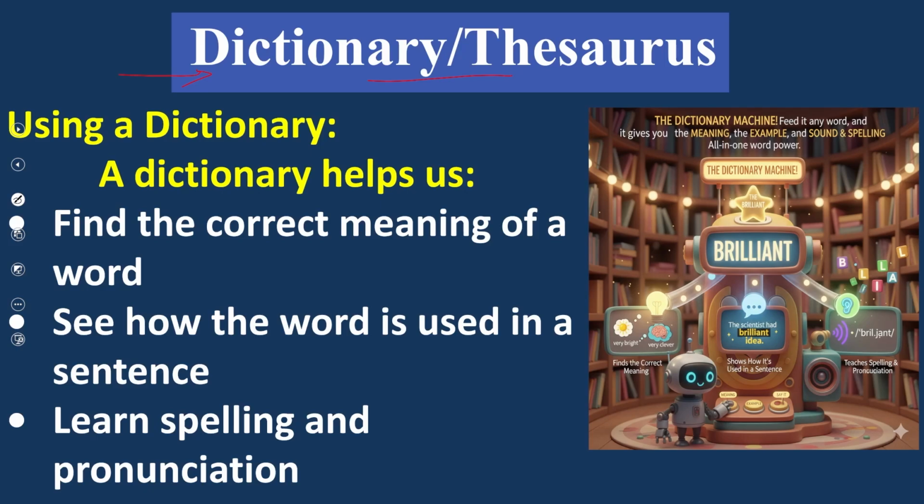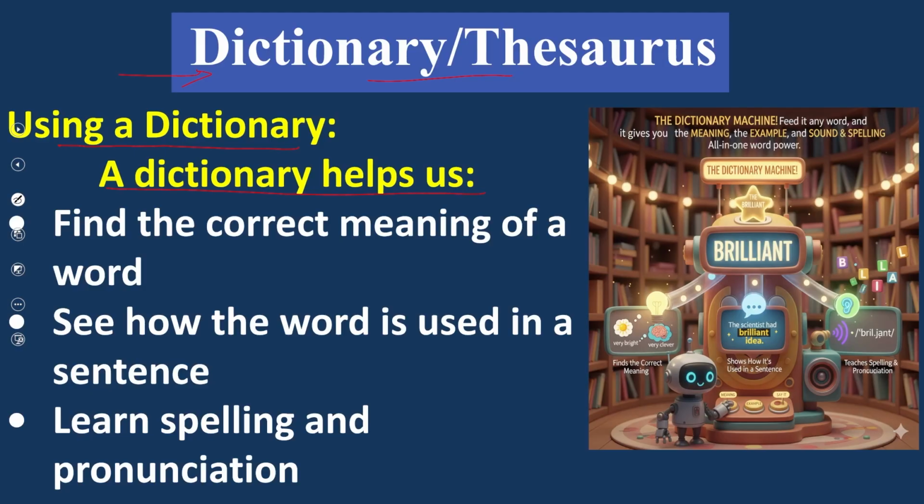So, first of all, we talk about using a dictionary. Yes, our dictionary helps us. A dictionary is basically a book, right? A book full of information in which we can get the definitions of words, the synonyms of words, and antonyms of words. We can also identify the parts of speech of that particular word. So, for this purpose, we use a book that is called a dictionary.